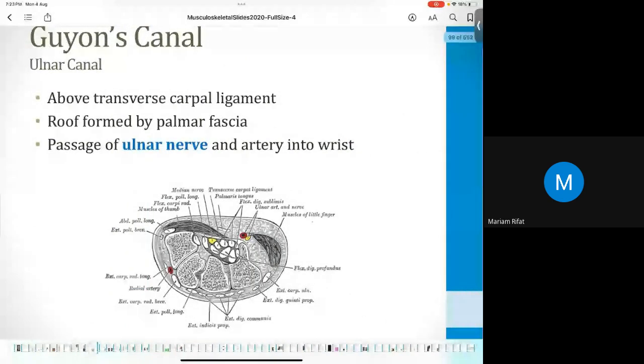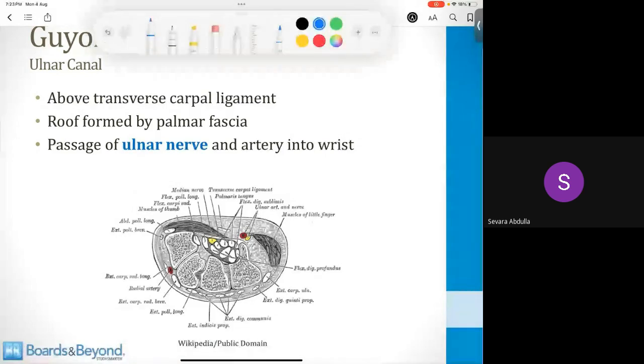So what is Guyon canal? Do you have any idea? Yeah, it's the canal for ulnar nerve. Perfect. So here in this picture, you have a canal where the ulnar nerve also runs, right? And it is in close association with which carpal bone? The hook of hamate. That is the hook of hamate. That's really important, right?